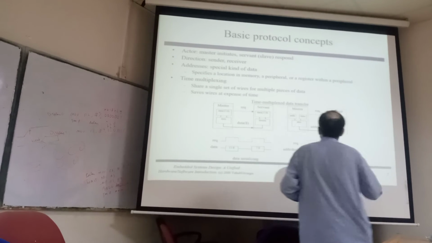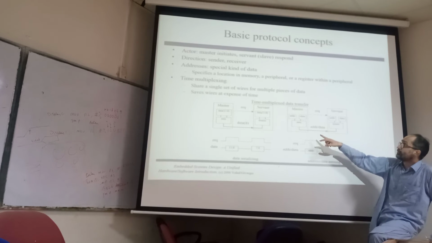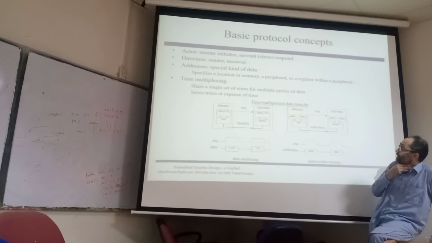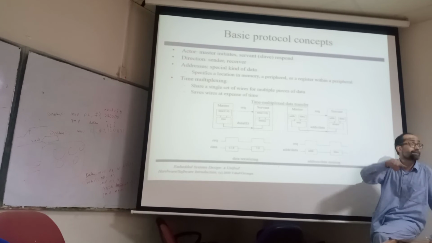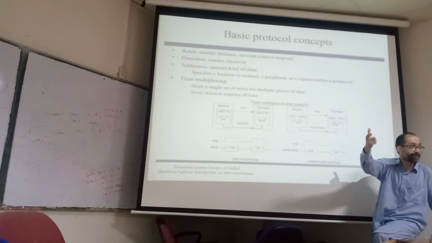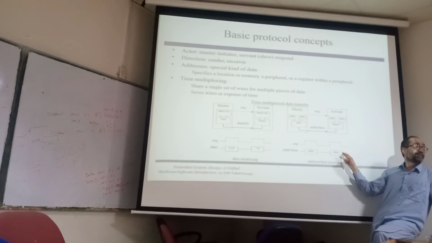Now, in another scenario, we have address and data multiplexing. In this address and data multiplexing, the same lines are used for the address and the same lines are used for the data. First, you will transfer the address on the lines, and in the second cycle, you will receive the data.